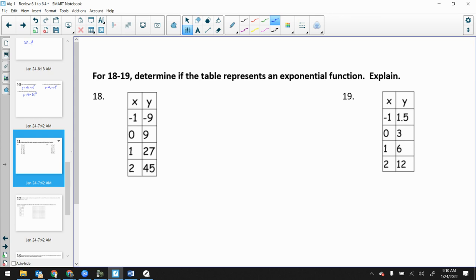If I'm consistently multiplying in my y values, like for example, you might be tempted to say number 1 is exponential. Because you might say, oh, look, times 3. Do all of those fit that times 3 pattern? No. So this is not exponential. Okay. Is 19 exponential? Yes. What's my pattern? Times 2.